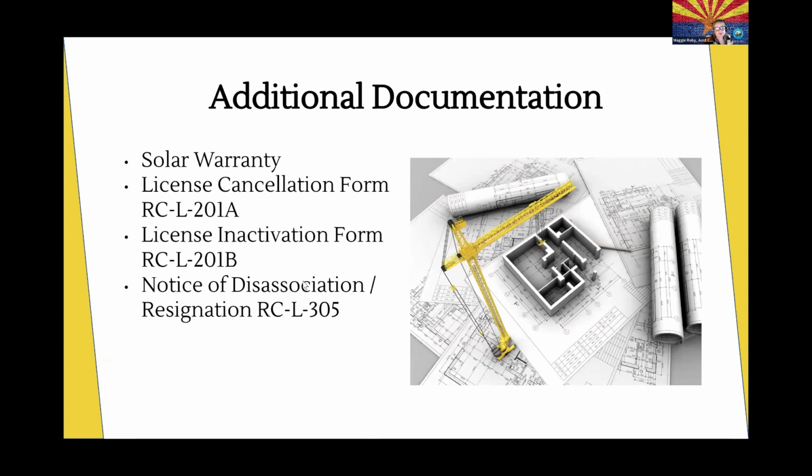There is some other documentation that you can submit with your application. If your license is going to be a solar license, then it would need to include a solar warranty. There is an example of that on our website as well. When applying for a new license, you can opt to cancel a prior license upon issuance of your new license, as well as inactivating, or the qualifying party disassociating from a prior license, is an option as well.